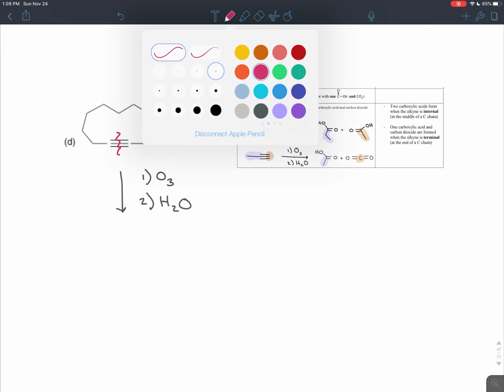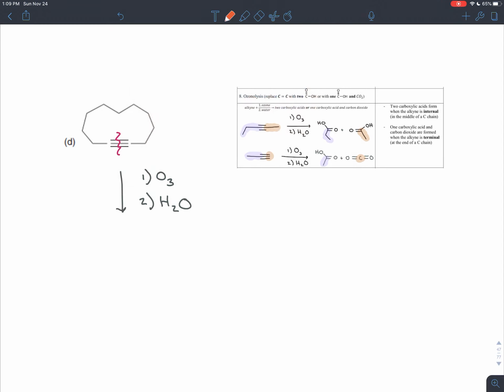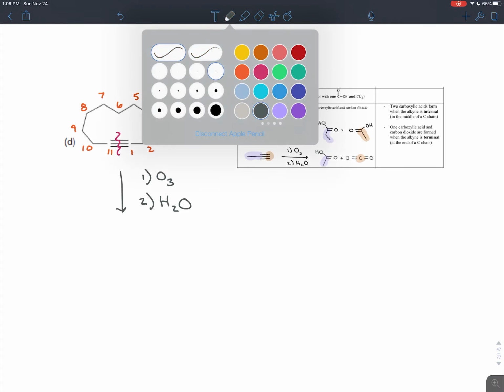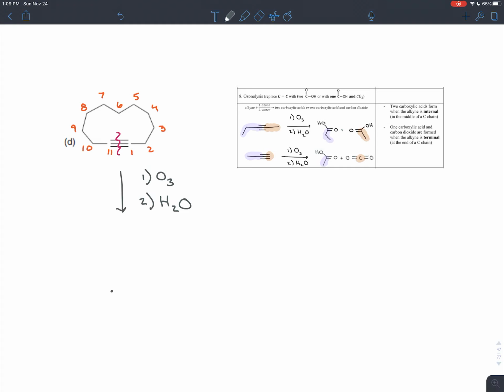So the first thing I want to do is to draw this as a straight chain. And I think the easiest way to do that is to number the carbons. So if I have 1, 2, 3, 4, 5, 6, 7, 8, 9, 10, 11 carbons, I can draw those out in a straight chain. So first 1, 2, 3, 4, 5, 6, 7, 8, 9.